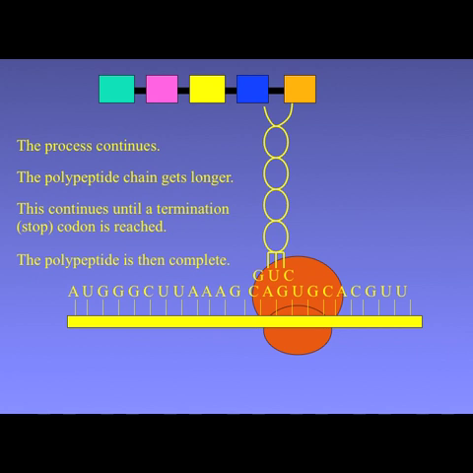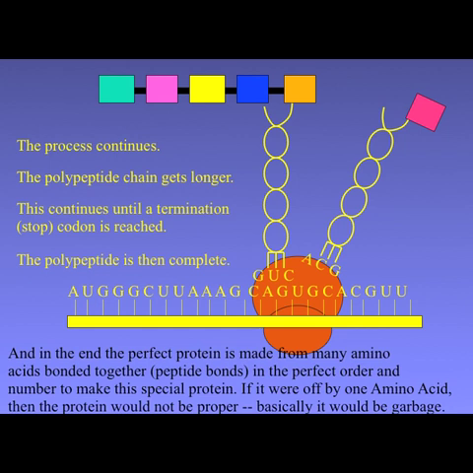Another one coming in here shows GUC hooking up with CAU, until the end codon, the stop codon, is reached, GUU, saying stop bringing in. There is no transfer RNA that will park there. And here we have the last step. At the very end, the transfer RNAs leave, the messenger RNA goes back into the nucleus to break up to be used again, and all that's left is the perfect protein made from many amino acids bonded together by peptide bonds, in the perfect order and number to make this special protein, whatever protein it's supposed to be.